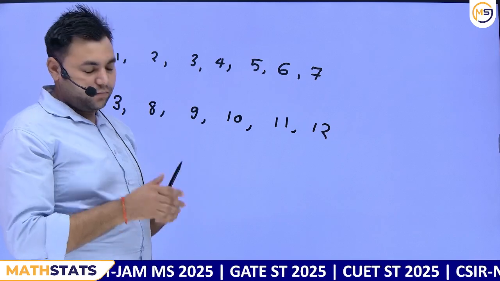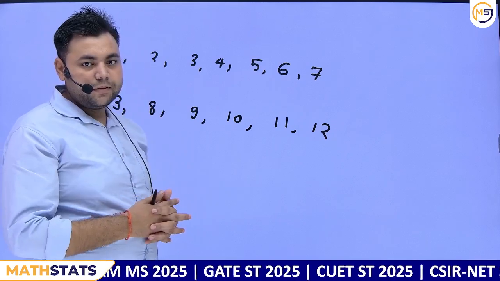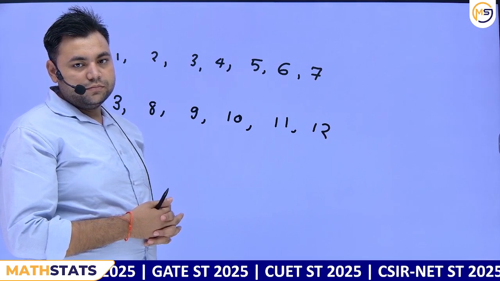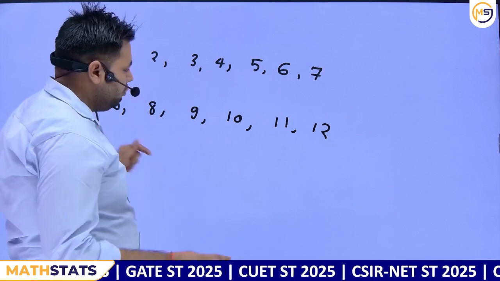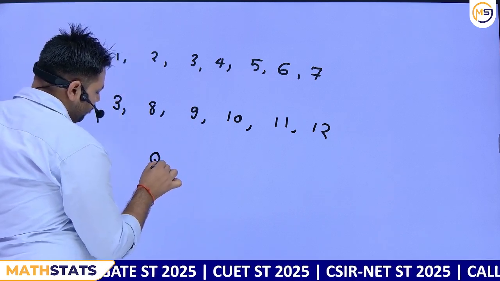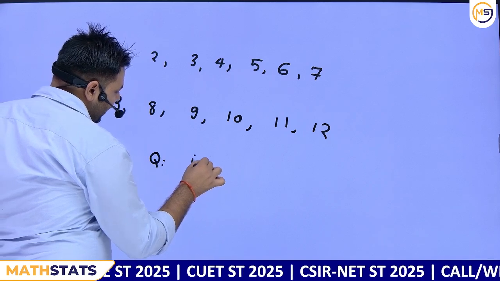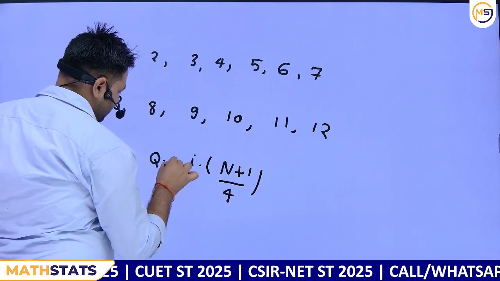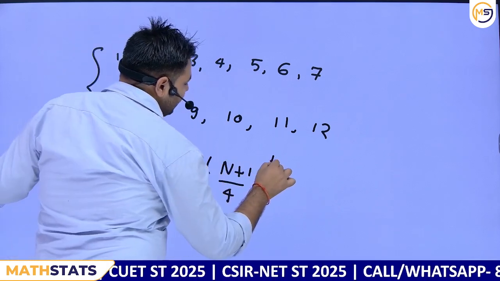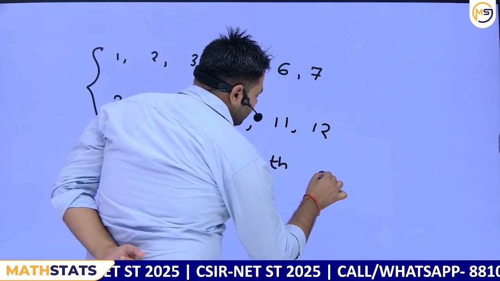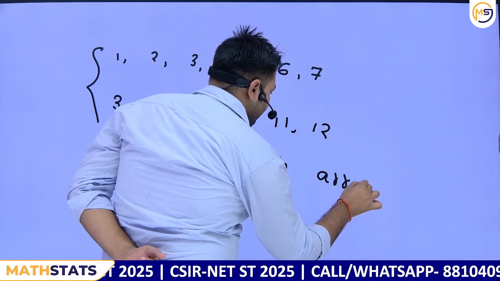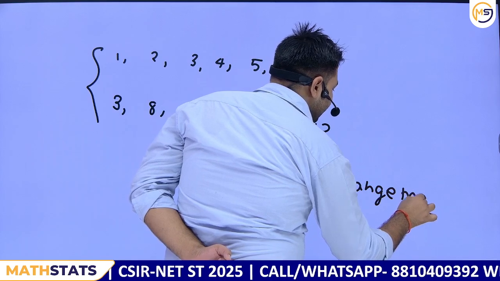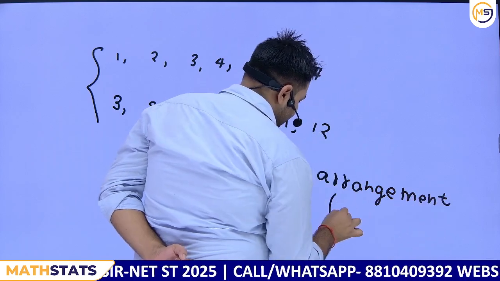So the first one is the i into (n plus 1) by 4th observation, where i equals 1 to 3. So Qi equals the i into (n plus 1) by 4th observation of the arranged data. This is the arranged data, meaning the ordered data.